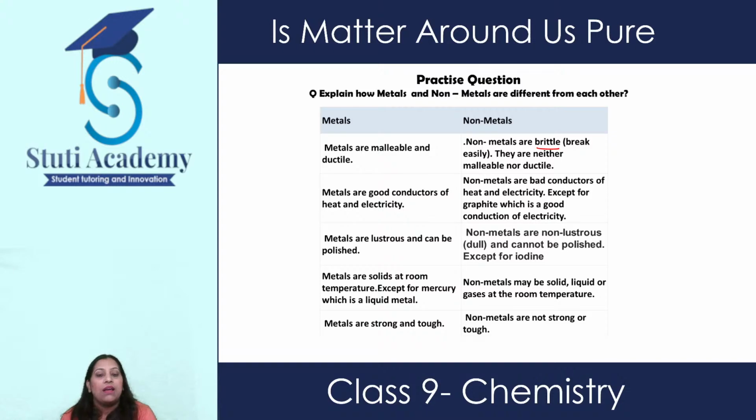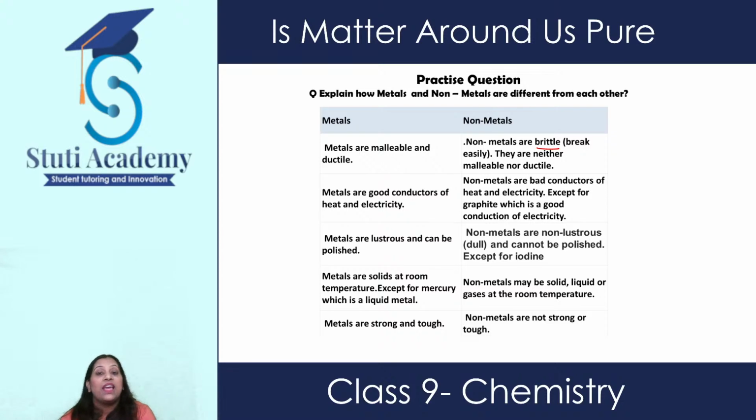Second is metals are good conductors of heat and electricity. As I told you, due to the presence of free electrons in them, metals are good conductors of heat and electricity. And only those substances are good conductors which have free electrons. When electrons can move, then only current is produced. So that's the reason metals are good conductors of heat and electricity. Now the next one is non-metals. They are bad conductors of heat and electricity.